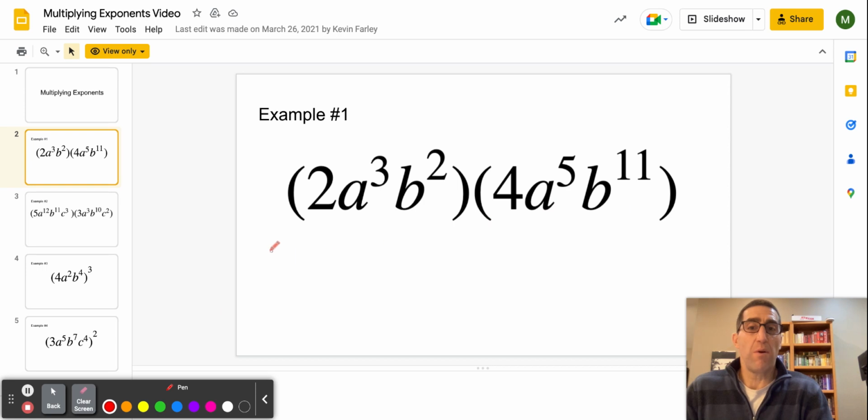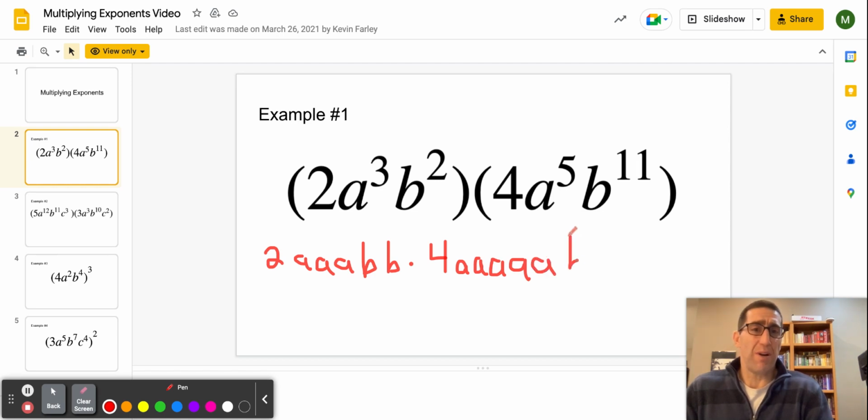what I'm hoping you'll do is write out the 2 that you see, but then instead of a to the third, write what that represents, a times a times a, and then b times b. Before you write times 4, a to the fifth, so that's 1, 2, 3, 4, 5.